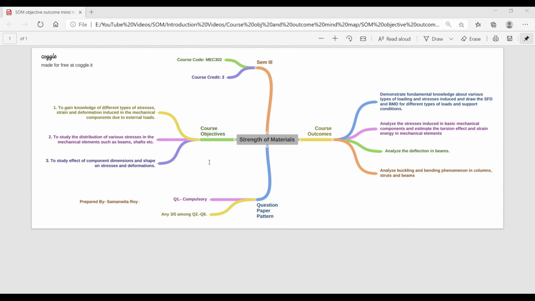Generally the paper pattern and also the marking scheme vary a bit between the first 2 semesters and the third semester onwards. So rather than being confused, you can just know this. This is all about the course objectives, course outcomes, and the paper pattern.